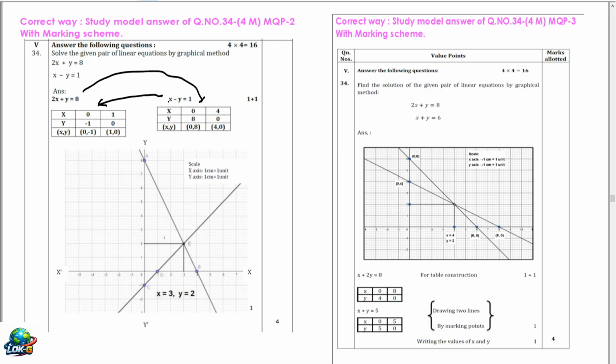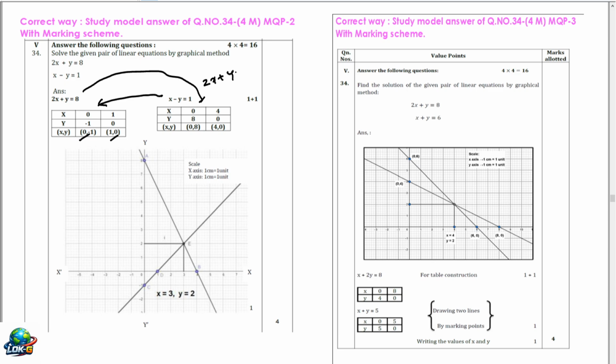When x is equal to 1, if you take 1 to the right, y will be equal to 0. When x is equal to 0, you will get y is equal to minus 1. When y is equal to 0, x is equal to 1. Therefore, 0, minus 1 and 1, 0 are the points. So, they are interchanged here. Here you have to try it.